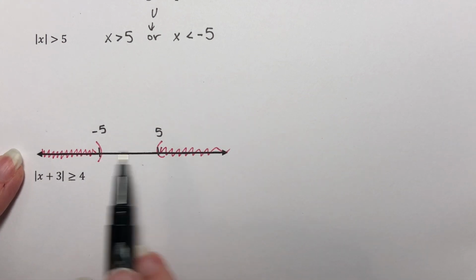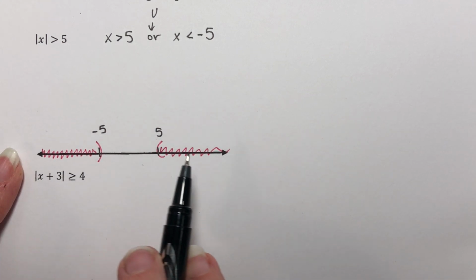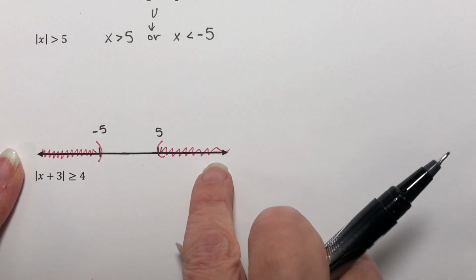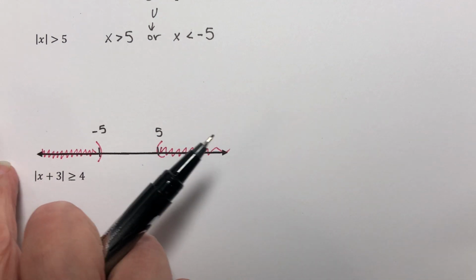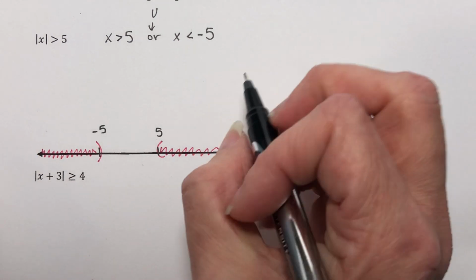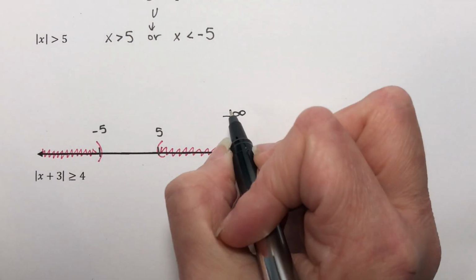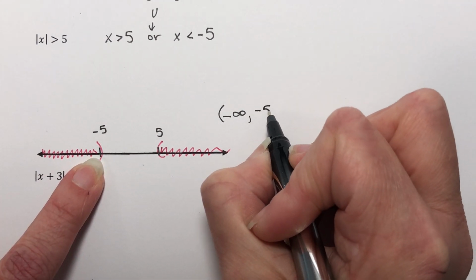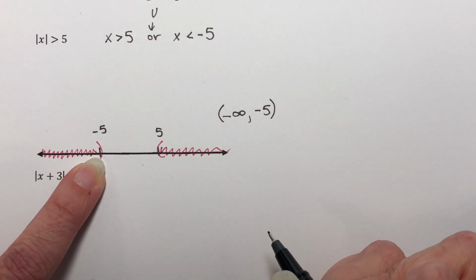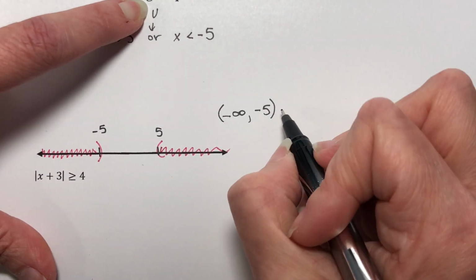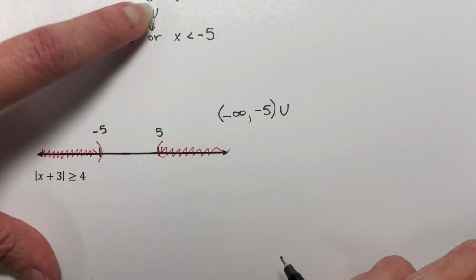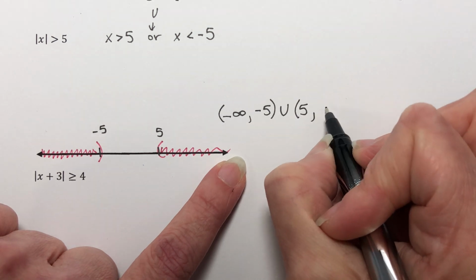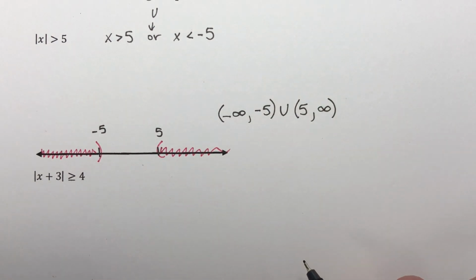Now, because we have 2 distinct regions, we have to write 2 distinct interval notations. You want to start with the left one and then go to the right one. Remember, it's your left boundary, right boundary. This goes off to -infinity, and negative infinities always get parentheses, and it goes up to -5, also with parentheses. Or you need to put this union sign in here. Now, the same thing here from 5 with parentheses, and this goes up off the graph to the right, so it goes to infinity.